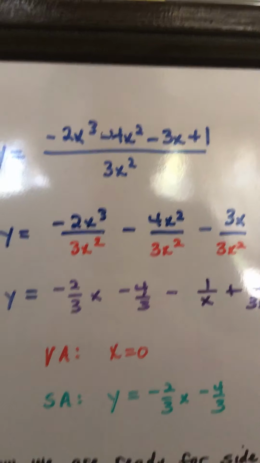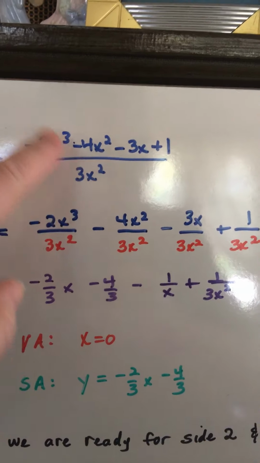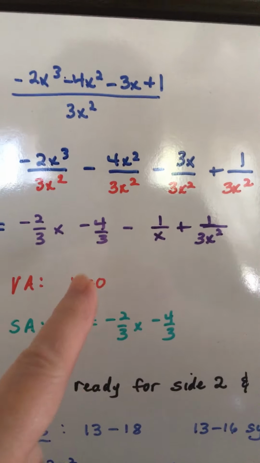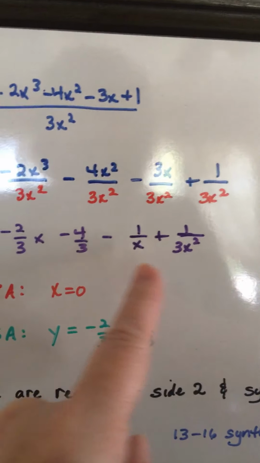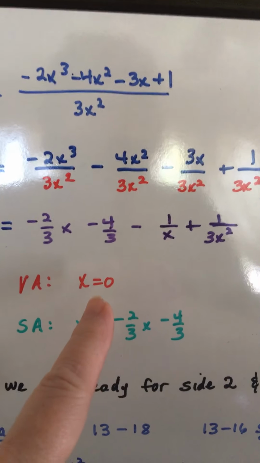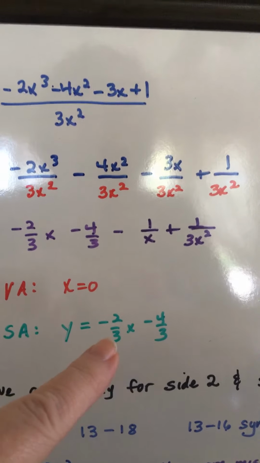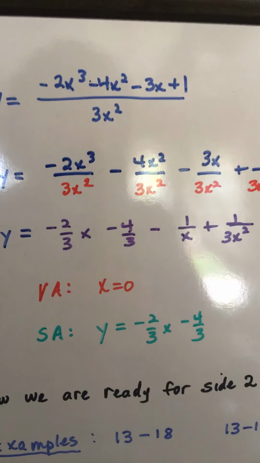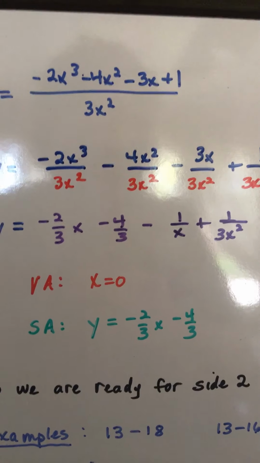So when I look at this one, I can say 3x squared, hello, to all four terms. And I do my division. And notice it doesn't matter which one I go to, x equals 0. And my quotient is -2/3 x minus 4/3. And so I have x equals 0 and y equals the quotient.